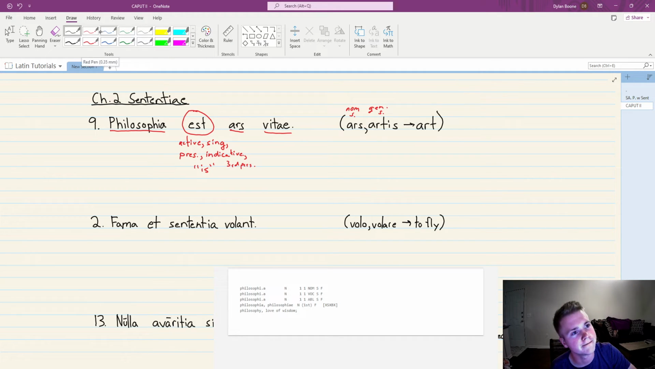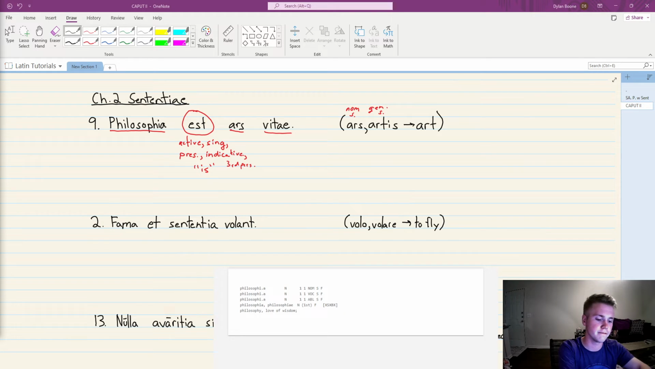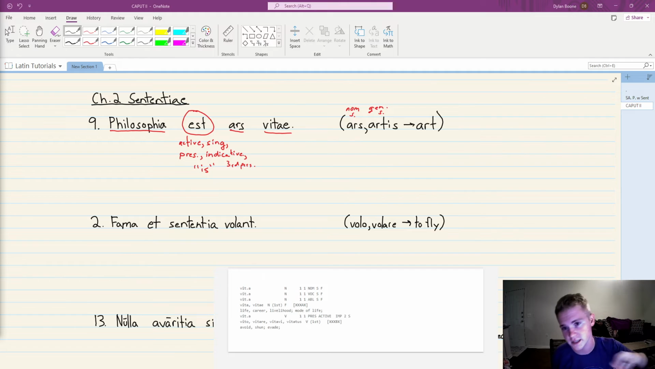And I've actually got the dictionary pulled up here, so we can double check that. Philosophia, straightforward. Philosophy, I've already got that pulled up. Love of wisdom, literally from the Greek. The other one that we wanted to see was vitae, which comes from vita. The top one there, the noun, life, career, livelihood. So we're on base with that.